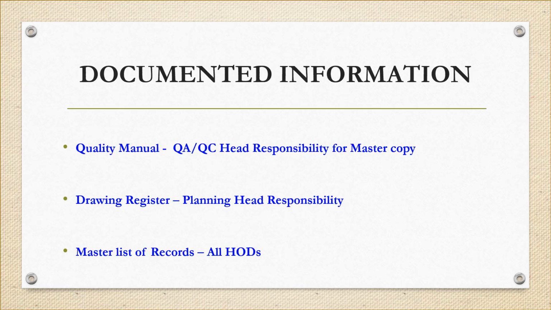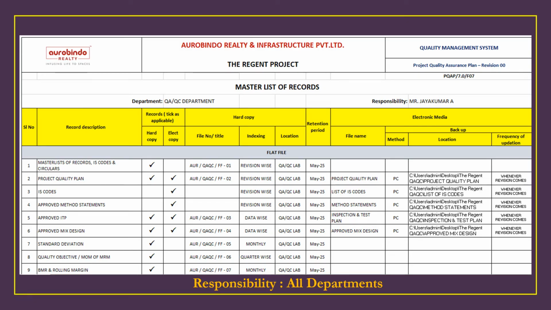Documented information. It is the responsibility of the QAQC head of the project to maintain the master copy of the quality manual and circulate the controlled copy to all department heads. The drawing register needs to be maintained by the planning head of the project, and the master list of records needs to be maintained by all the department heads having records. This is the format for the master list of records managed as per our quality manual. All departments having records need to list them out in this format and maintain them.